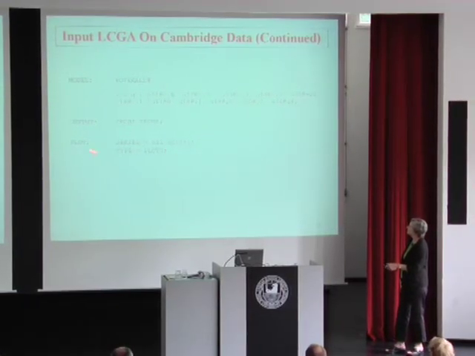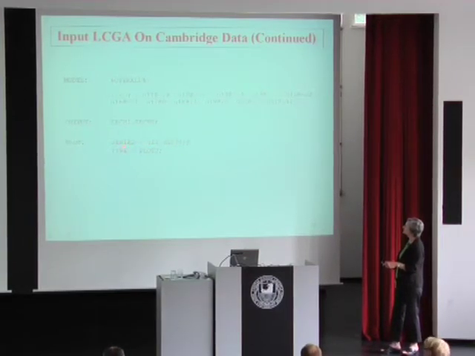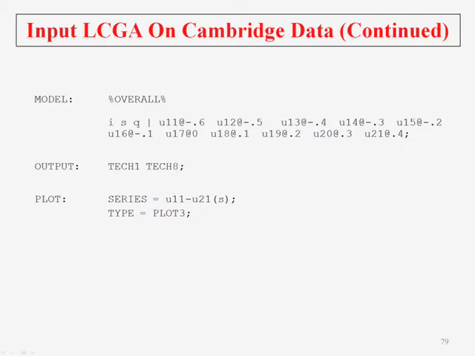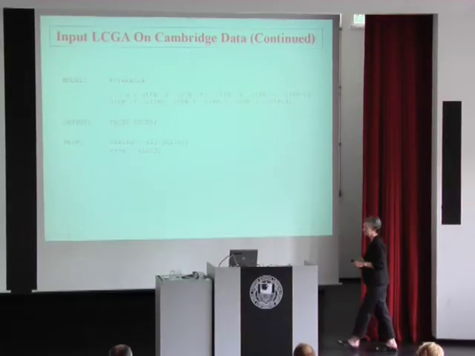Here we are asking for plots. The series equals U11 to U21 with S in parentheses means take the x-axis from the slope growth factor time scores. So it will use these time scores on the x-axis.